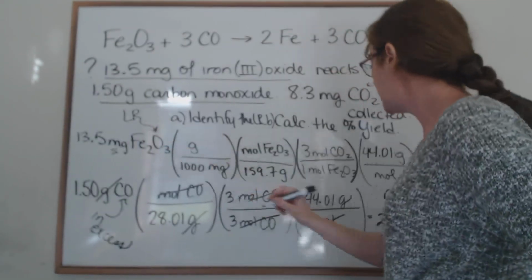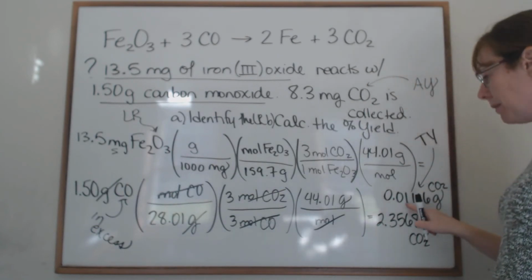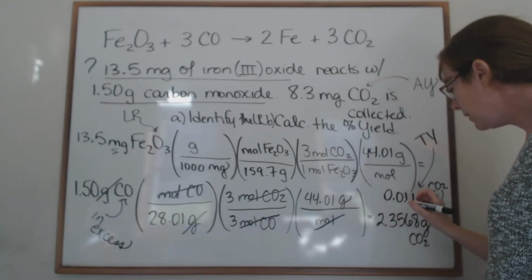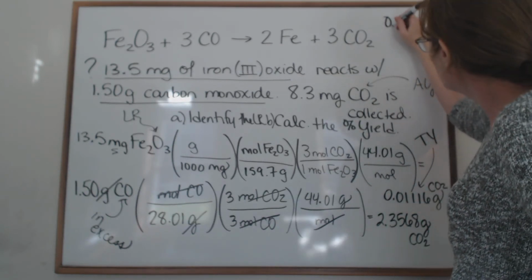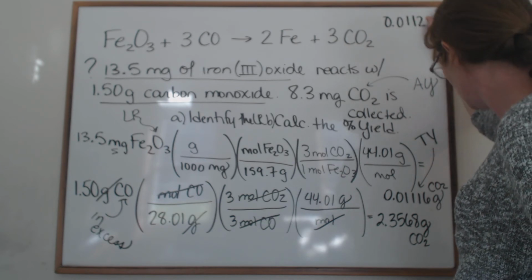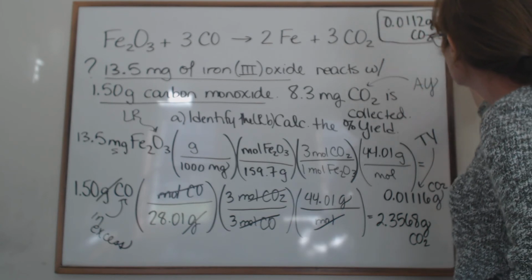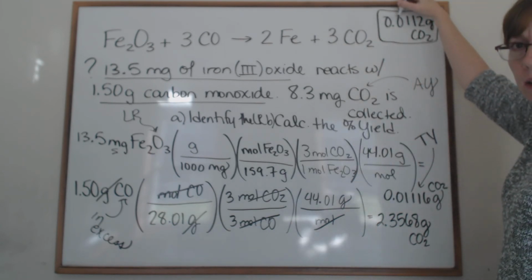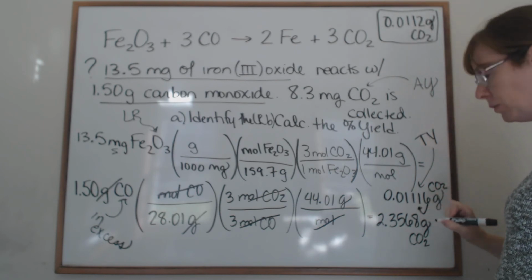So that's your limiting reactant, which means this is your theoretical yield. If we want to report it with 3 sig figs, we would just say 0.0112 grams of CO2. Because these are leading zeros, they are not significant, and those are your 3 sig figs. That 6 will bump him up to a 2.